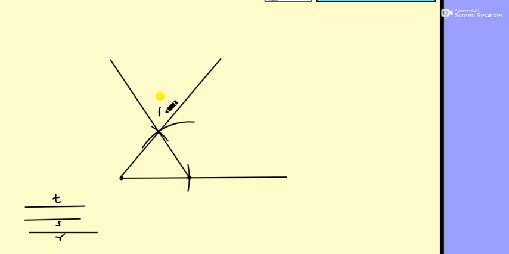The names are A, B, and C. So that one is R, that one is S, and that one is T. So that is the first part of your construction. You will do this one very well.